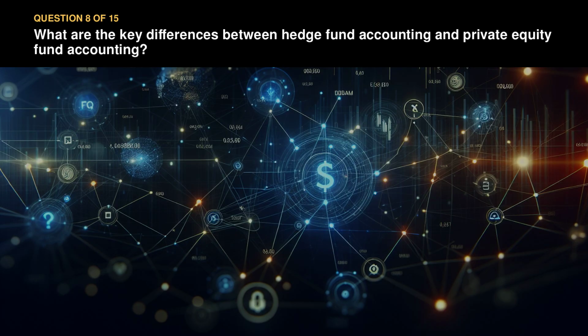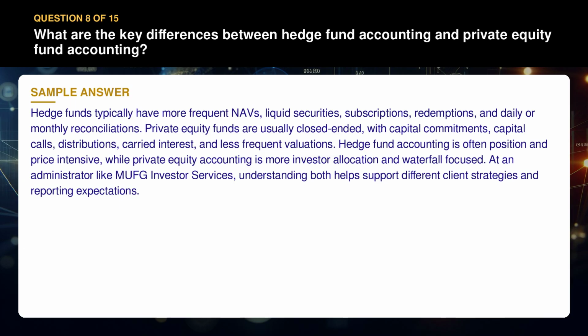Question 8. What are the key differences between hedge fund accounting and private equity fund accounting? Hedge funds typically have more frequent NAVs, liquid securities, subscriptions, redemptions, and daily or monthly reconciliations. Private equity funds are usually closed-ended, with capital commitments, capital calls, distributions, carried interest, and less frequent valuations. Hedge fund accounting is often position and price intensive, while private equity accounting is more investor allocation and waterfall focused.